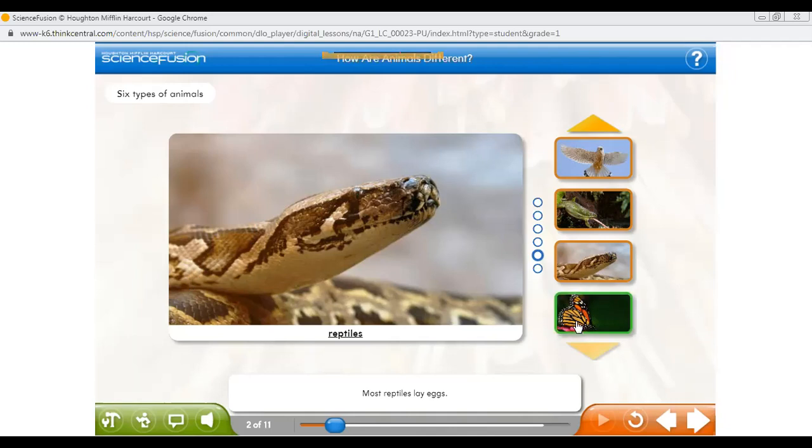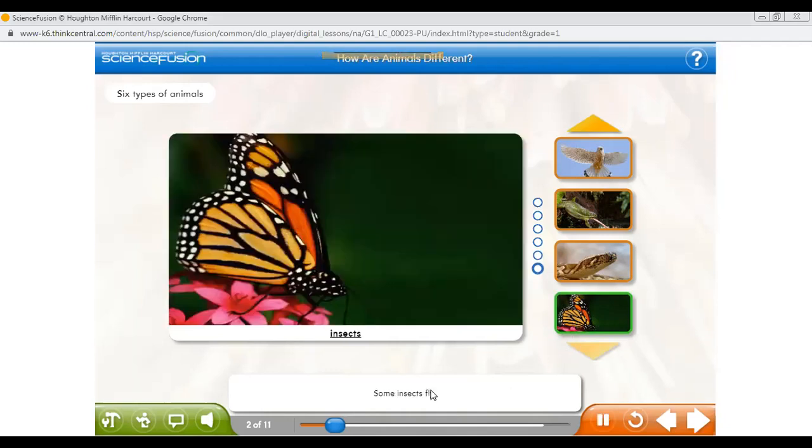Now let's see the last group of animals. Some insects fly. Others walk on 6 legs. Insects have 3 body parts. So now it is about the insect. You know it is an insect by looking at its body: it has 3 body parts and 6 legs. So all insects have 6 legs and 3 body parts. And some insects can fly, and some walk or crawl. So now here we have a butterfly. It has 3 body parts and 6 legs.